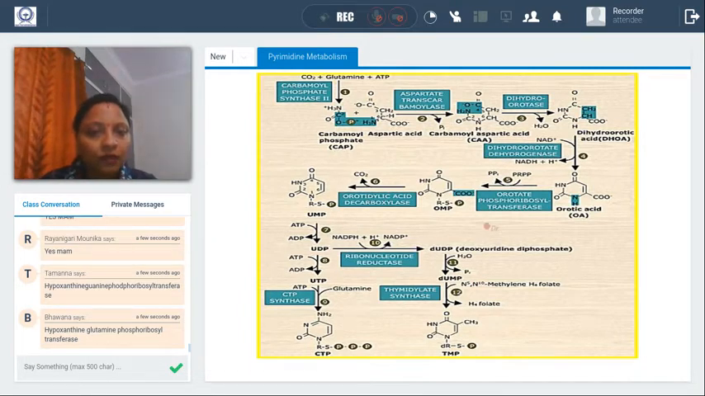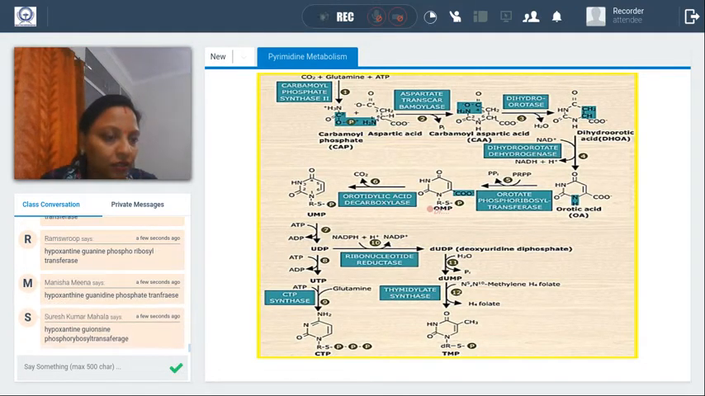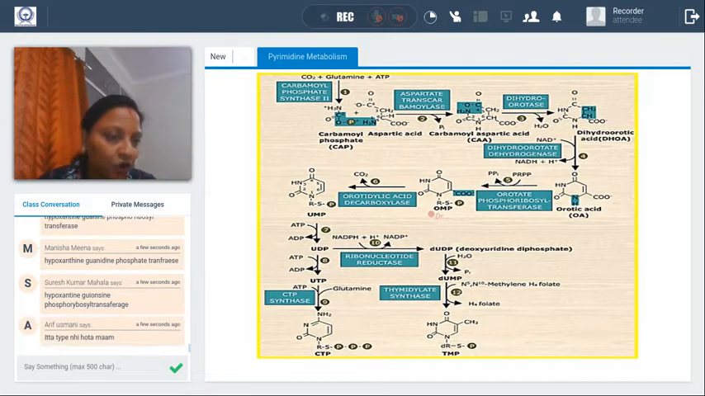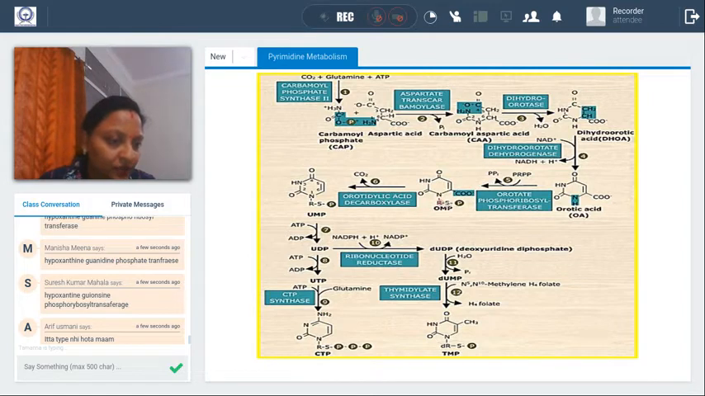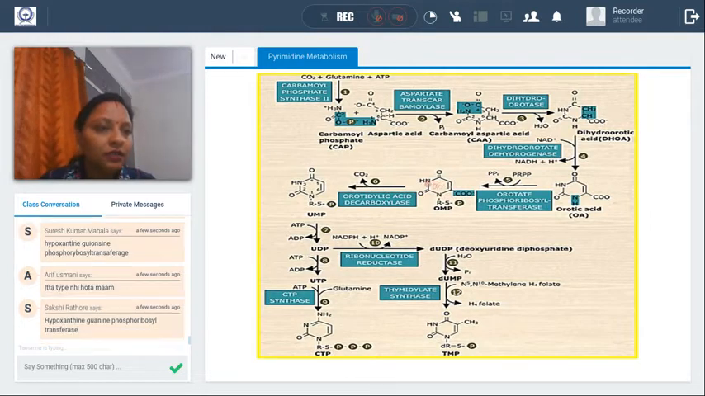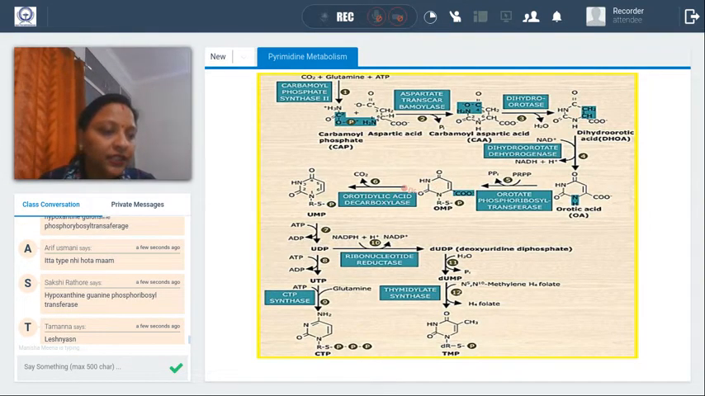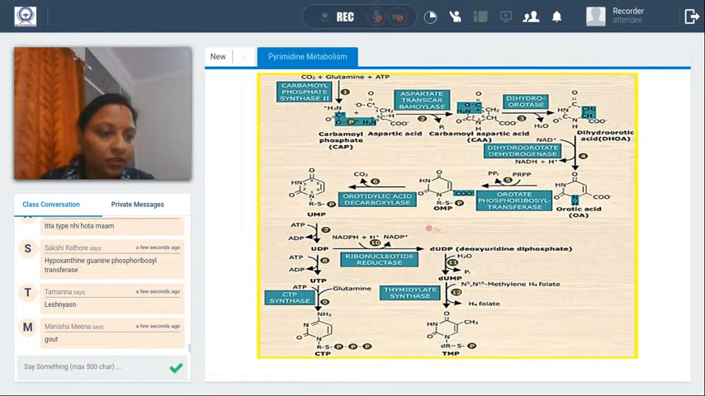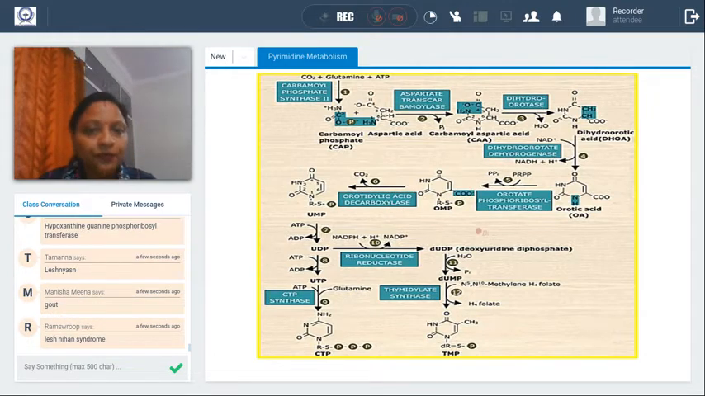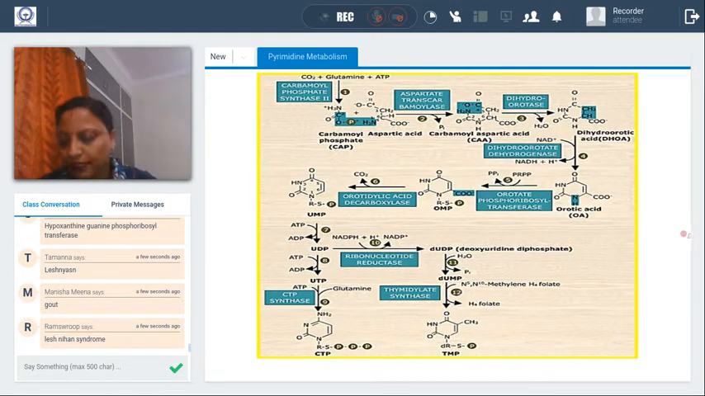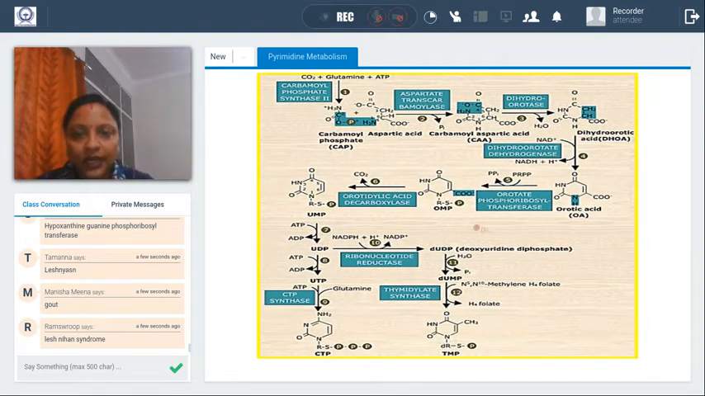Yes. By the deficiency of this HGPRT, which disease occurs? HGPRT deficiency causes, the name of the disease is? Please write in the box. Yes, Lesch-Nyhan. Yes, very good. Please reply in the box. Okay. Next, we come to the slide.